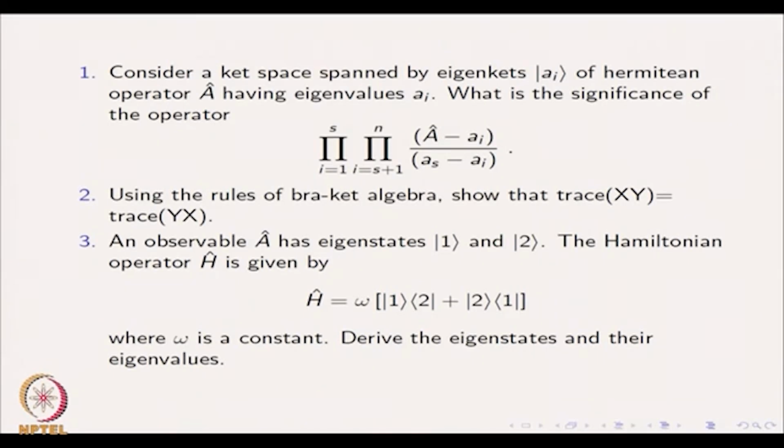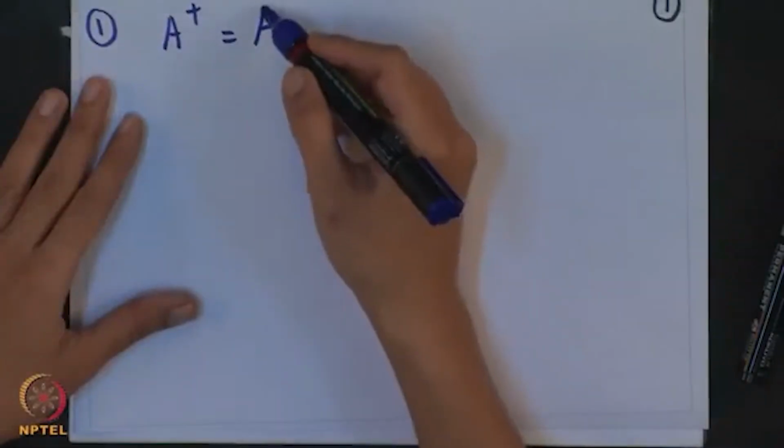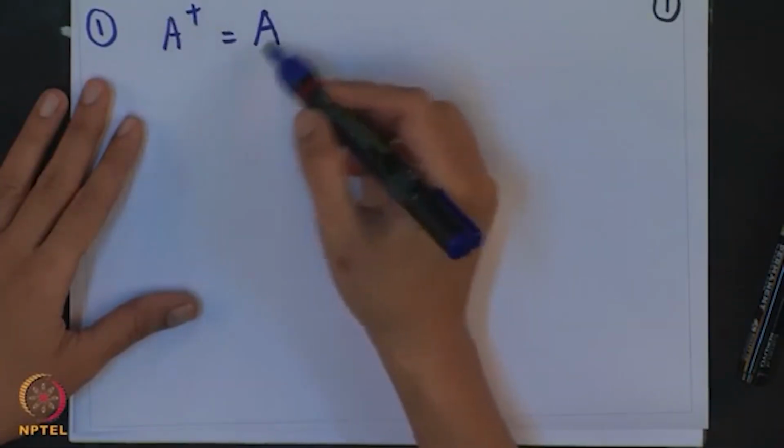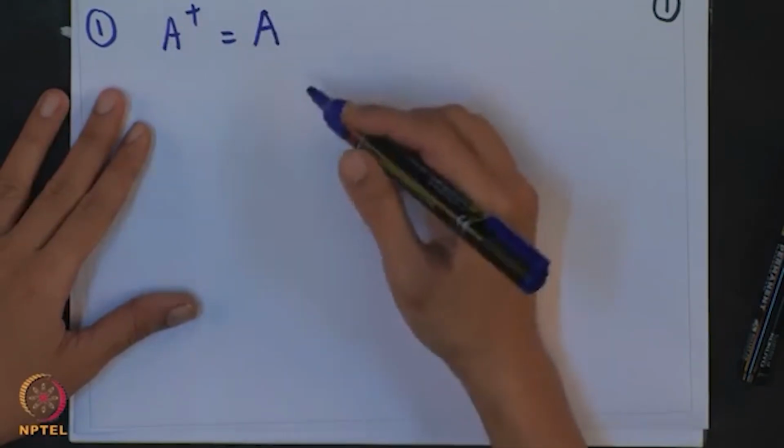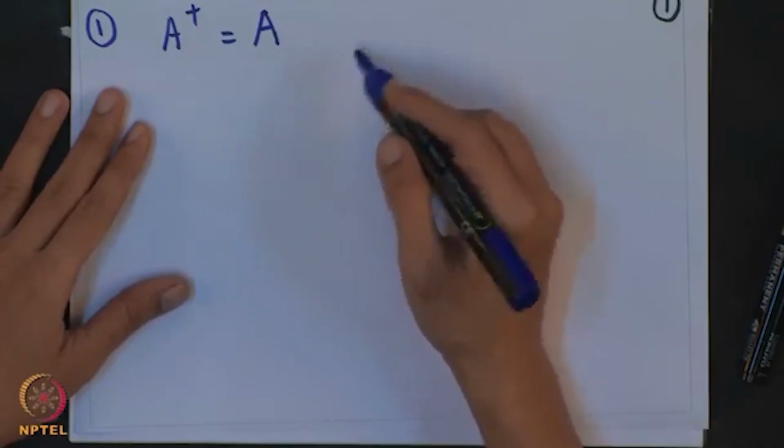So, in the first problem, you consider a ket space spanned by the eigenkets |a_i> of a Hermitian operator A. So, operator A is Hermitian. We know what a Hermitian operator is: A dagger equals A. Remember this, we have seen it before, but just to stress it, I am writing it here, and we will be using this property if required.